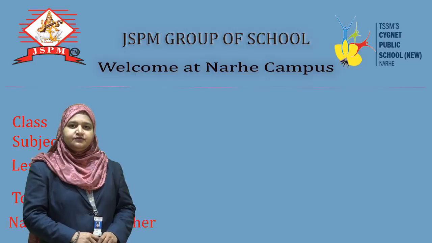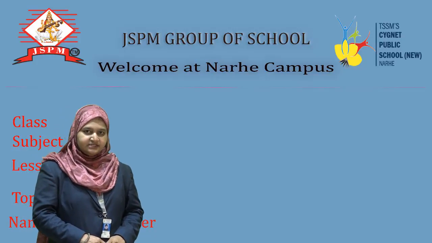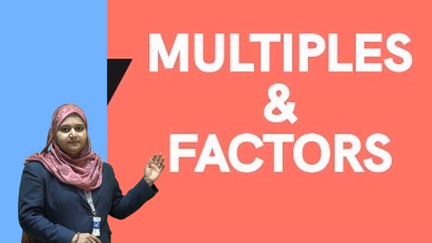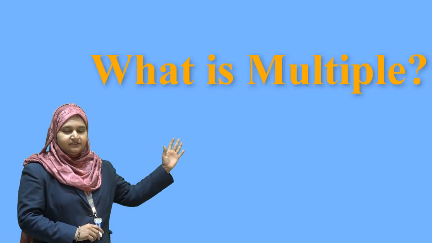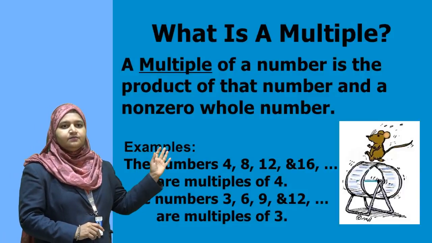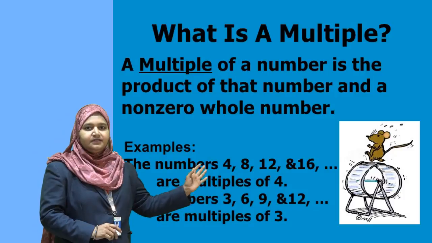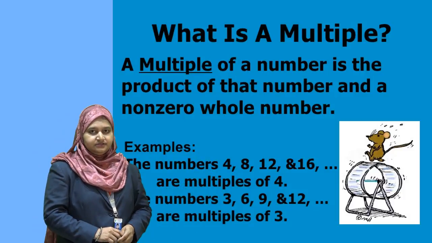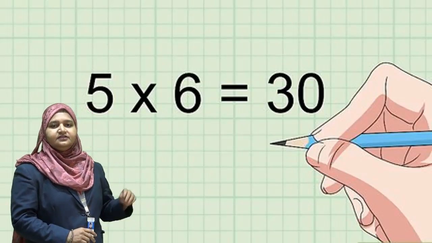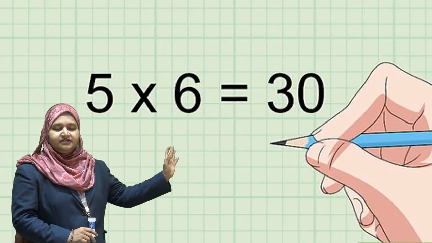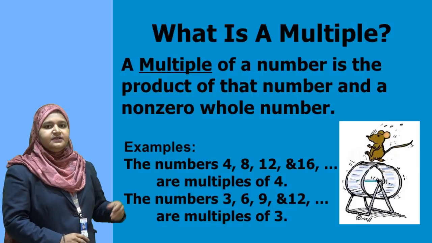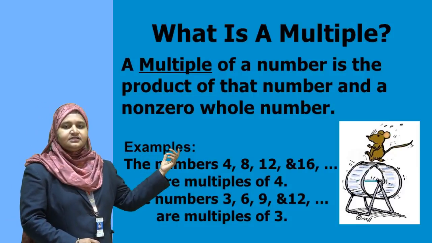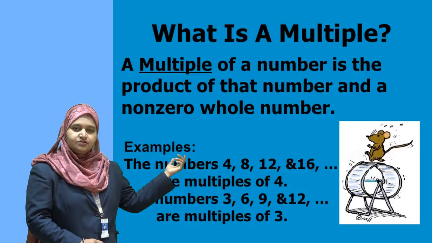Today we are going to learn one of the chapters of Class 5th Mathematics, Unit 3, Multiples and Factors. So let us see first multiple. What is a multiple? A multiple is a product of a given number by any whole number. For example, if I multiply 6 by 5, the answer is 30. So 30 is a multiple of 6, and it is also a multiple of 5.